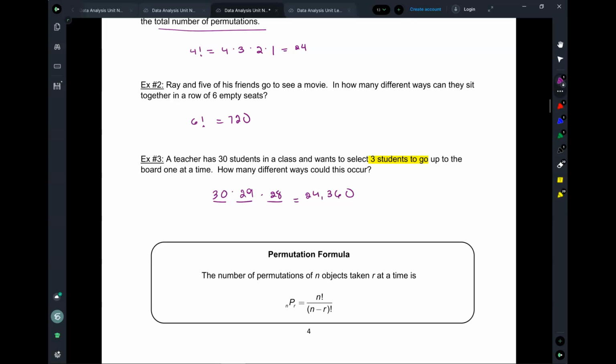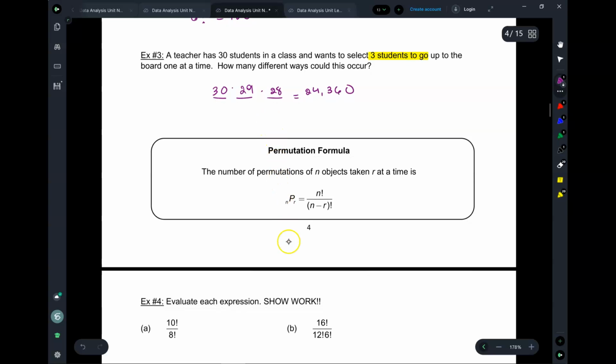This is easy. You're only choosing 3. But what if I had to choose 57? I can't just keep multiplying numbers like this. That's just silly, correct? So there is a formula to do what we just did a little bit more directly. The formula is the permutation formula. It says the number of permutations of n objects taken r at a time. So for example, 30 students taken 3 at a time is this.